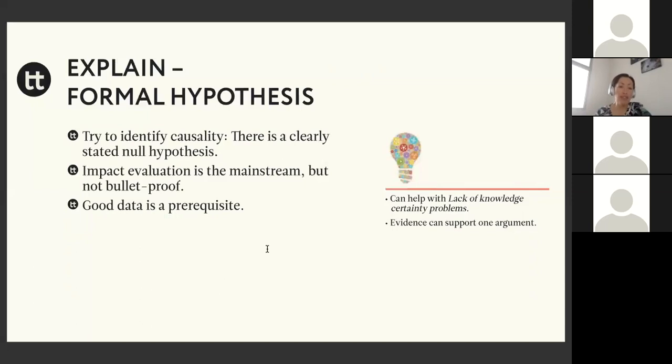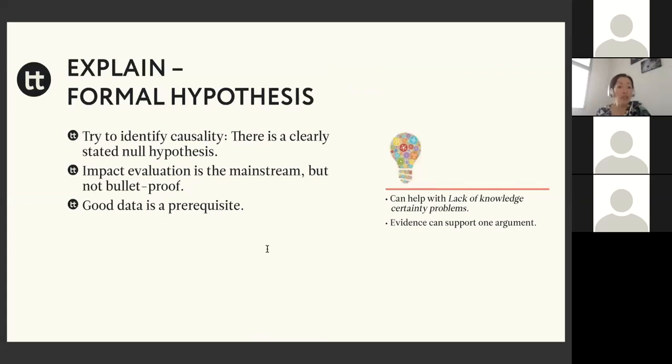We try to identify the causality, and we try to build that specific link, that connection between what we think is the cause of a phenomena and that phenomena. That is why we are trying to explain. And this is why now impact evaluations have become so mainstream, because they try to do this. They try to really identify the specific causes of phenomena observed in the real world.